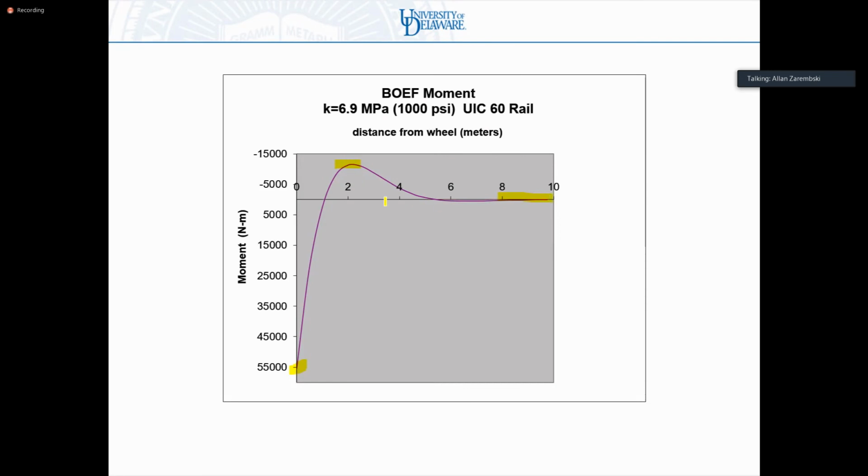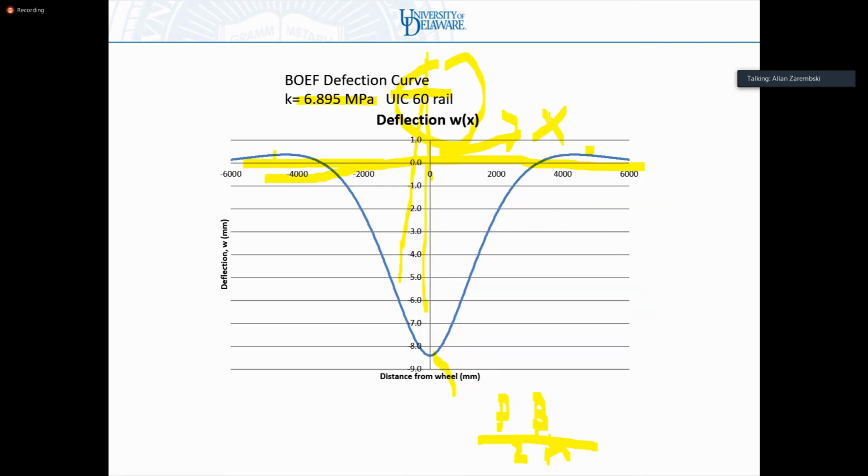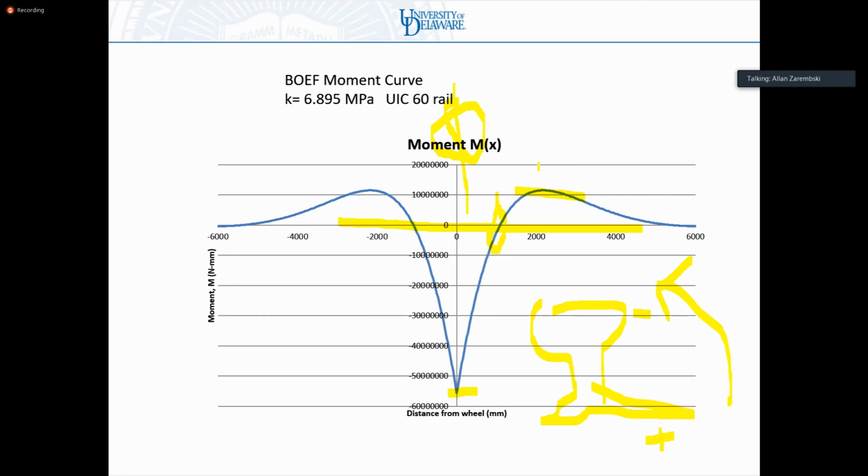By the way, really important, the reversal point, where it goes from negative moment to positive moment, is here about a meter, about 1,000 millimeters. Here, it's about 3 meters, about 3,000 millimeters. The reversal point for the deflection and the reversal point for the moment are not the same. The curves behave differently. And that will come in later when we talk about what happens when we deal with a bogie as opposed to a single wheel.